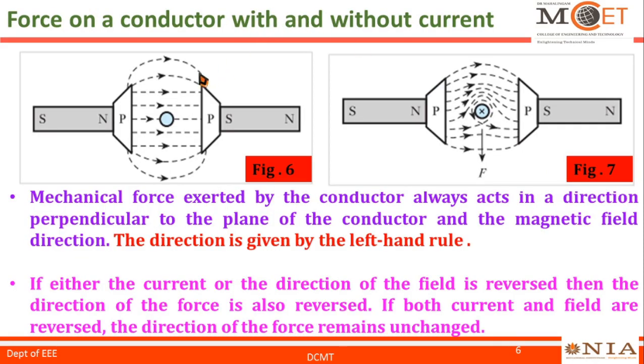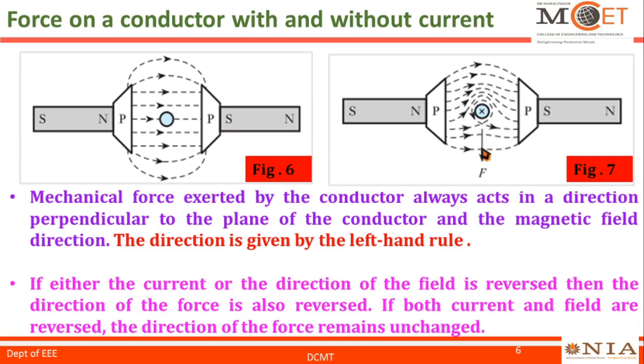Whenever a conductor is placed in a magnetic field, force will be developed. Look at figures 6 and 7. Figure 6 shows the conductor placed in a magnetic field, and the conductor does not carry any current. So there is no force developed in this diagram.